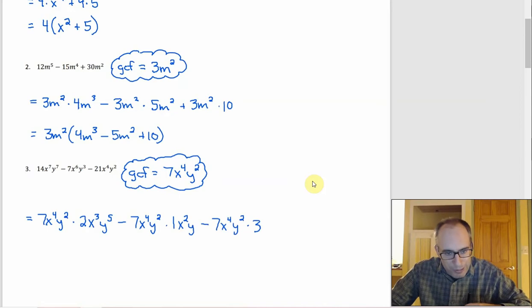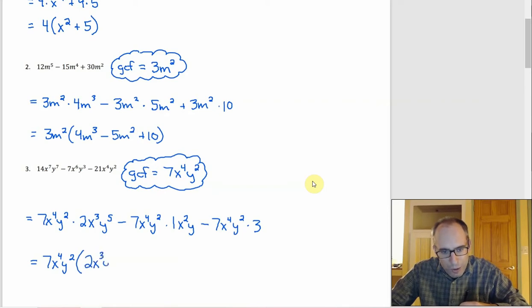So what we're going to end up with is 7x to the 4th y squared times, let's see, from the first term, you got 2x cubed y to the 5th, then minus x squared y, minus 3.